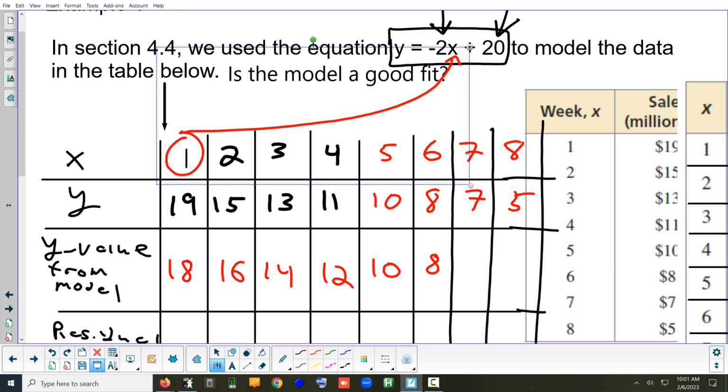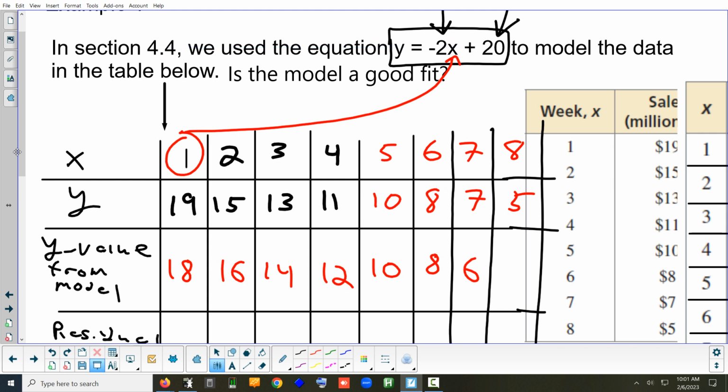Okay, let's try week 7 with the formula. Lexi, what's negative 2 times 7? Negative 14, and then plus 20. That's 6. All right, so not bad. The formula was a little bit off this week. It predicted 6 million. The movie made 7 million. But that's not bad. It's pretty good.